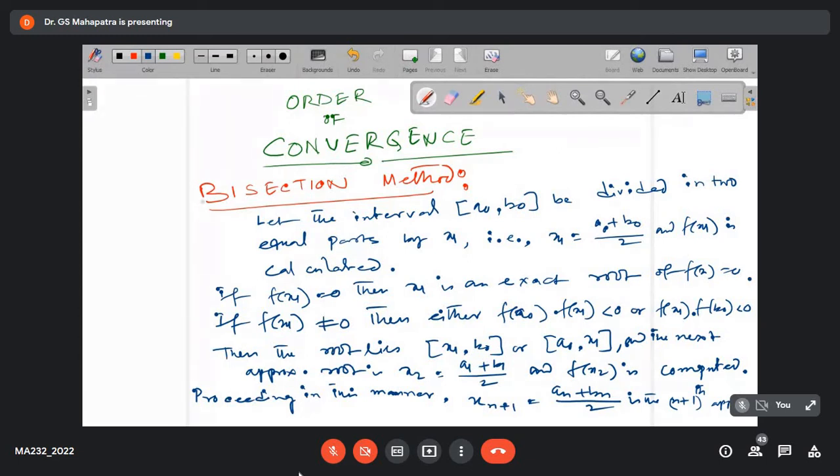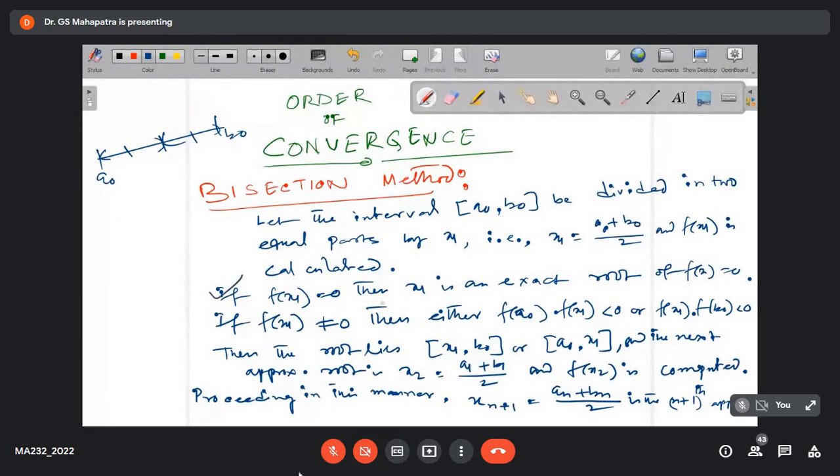Initially we have a naught and b naught, then the middle part, then we have to check the solution again. If the solution lies in this part, then again take the middle part. If the solution lies in this part, then this is the bisection. In each step you have to identify the location of the root and bisect the length of the x-axis. Proceeding that way, what is the next approximation?